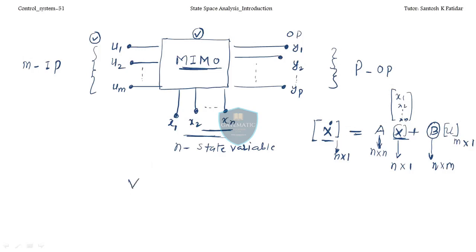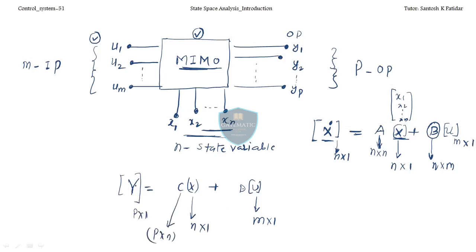Now the output equation, that is Y equal to Cx plus Du. U is the same, no change, that is M cross 1. X, no change, X is N cross 1. Now what is this Y? This Y is nothing but P cross 1. Now this C is going to relate the output and state variables, so P cross N, yes, definitely. What about this? This D is going to relate the input and output variables, in the output equation. So P cross M. Okay. Everything will be clear, don't worry.